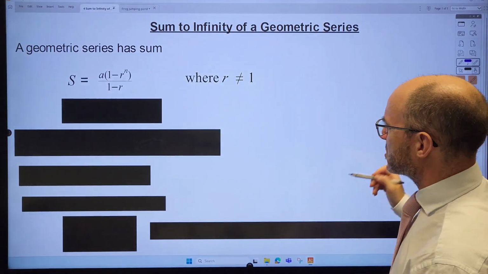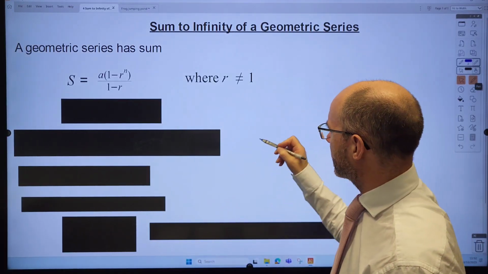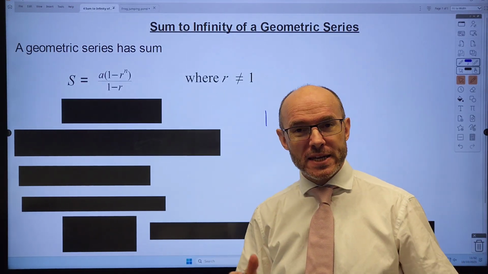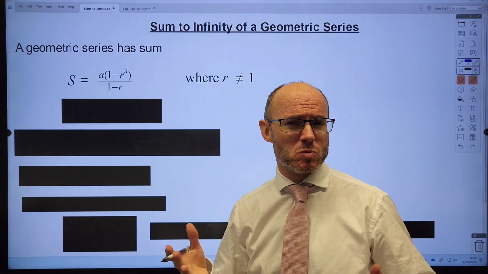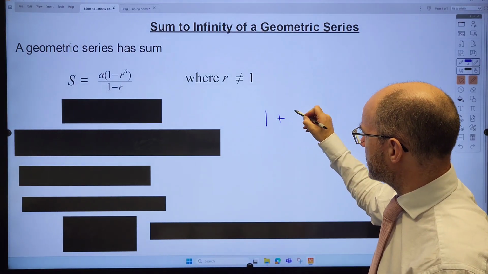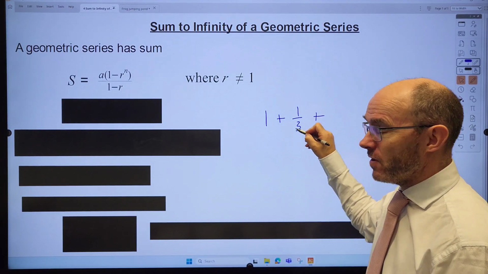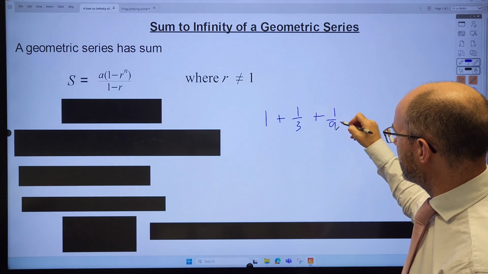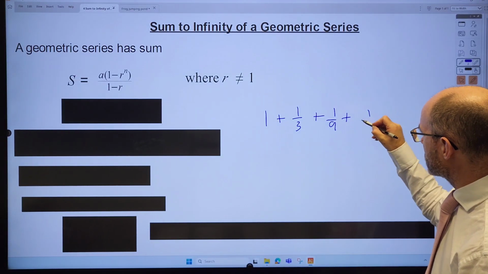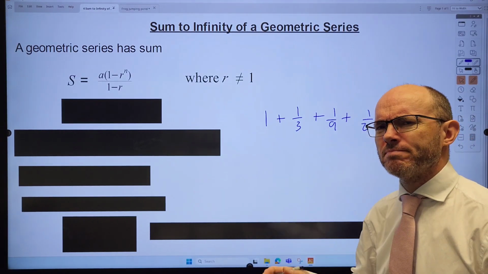So I'm just going to start with a simple number, 1. Okay, and then I'm just going to divide each successive term by 3. So the common ratio is 1/3. So the next term is 1/3, and then divide that by 3. I'll get 1/9, and then divide that by 3, 1/27, 1/81, and so on.